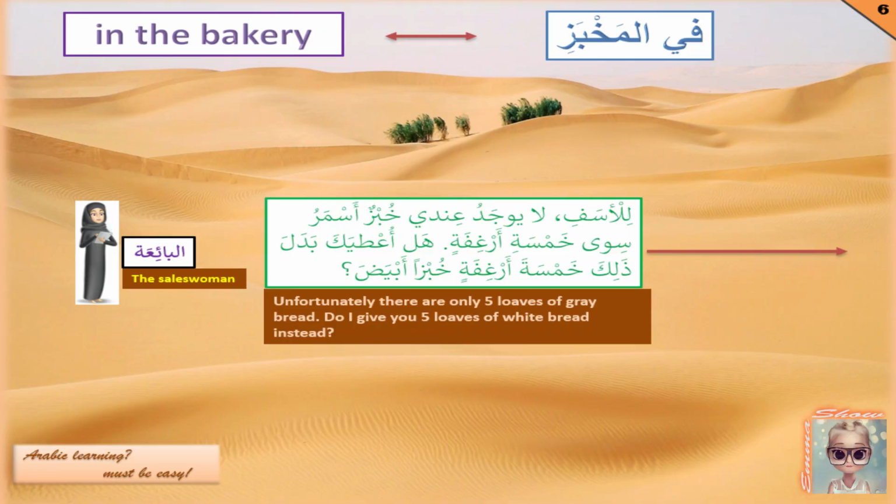As a saleswoman, I say, للأسف لا يوجد عندي خبز أسمر سوى 5 أرغفة. هل أعطيك بدل ذلك 5 أرغفة خبزا أبيض? What does للأسف mean? Means unfortunately. And the other words?